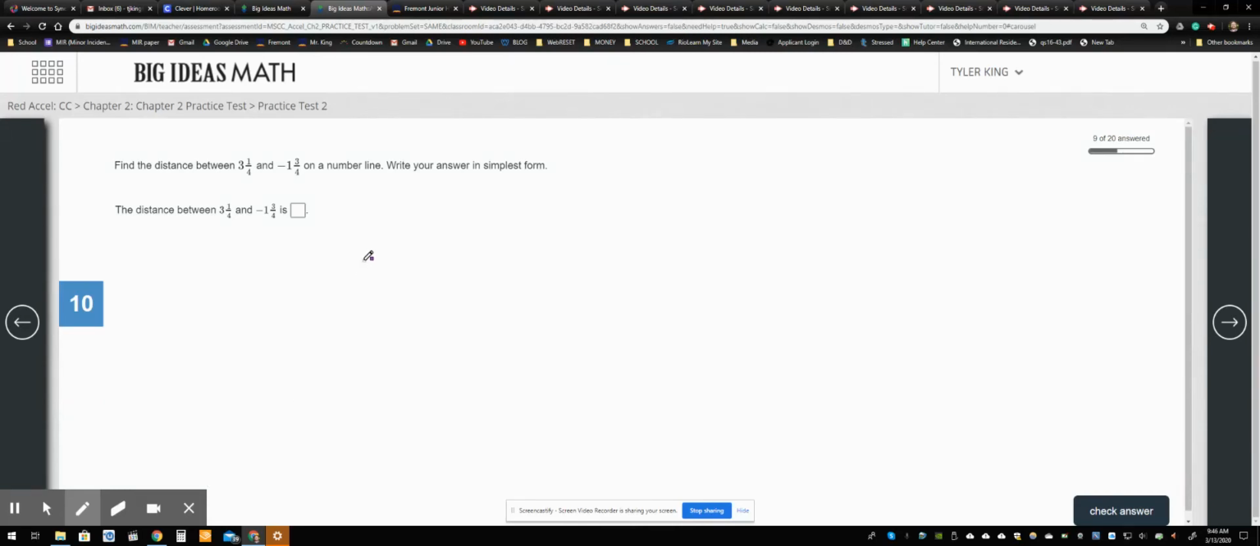Okay, so we want to find the distance between 3 and 1/4 and -1 and 3/4 on a number line. Write our answer in simplest form. So if we're looking at this, we have a number line here.